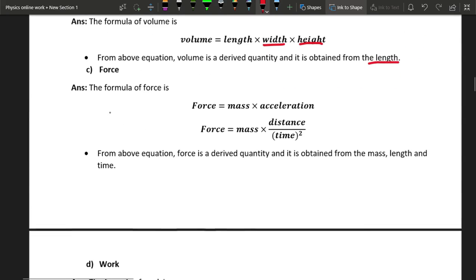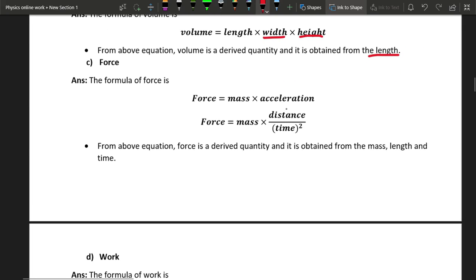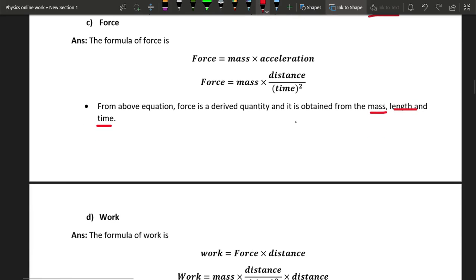Now what is force? Force is defined as mass into acceleration. We know that mass is a base quantity while acceleration is not a base quantity, it is a derived quantity. So what we do, we convert this acceleration. Acceleration is defined as distance divided by time square. Now distance is a base, mass is a base, time is a base. So we come to know that force has three types of base quantities and it is obtained from mass, length and time. So three base quantities are involved in force.